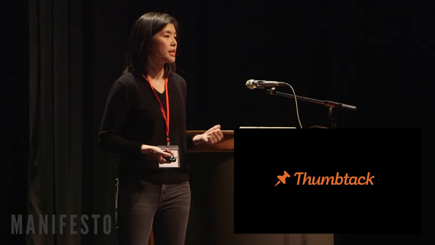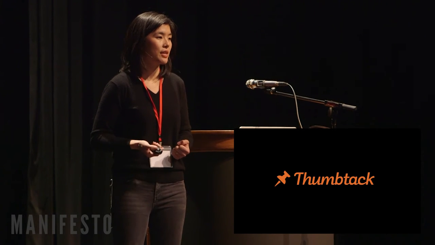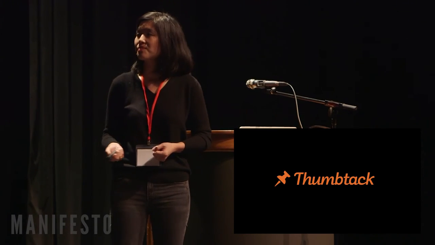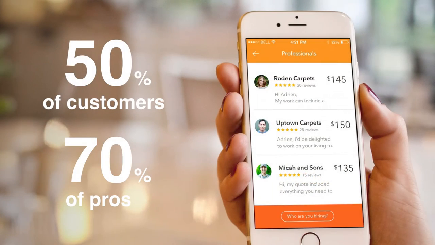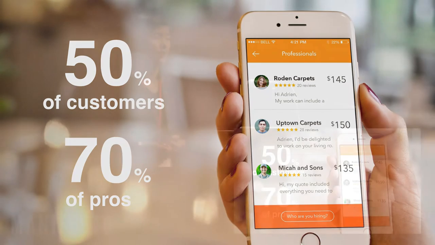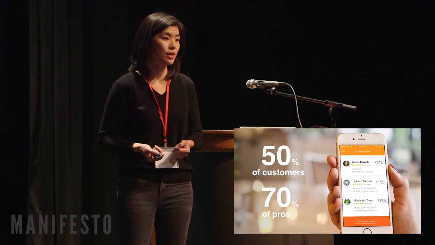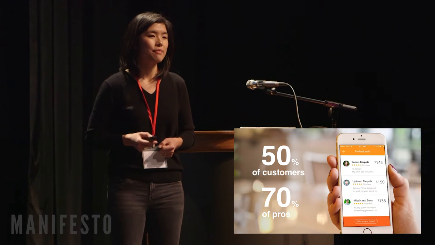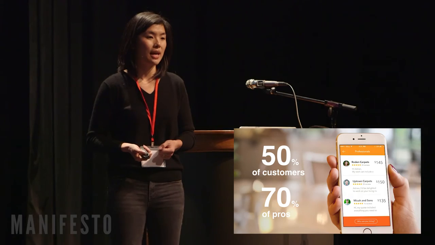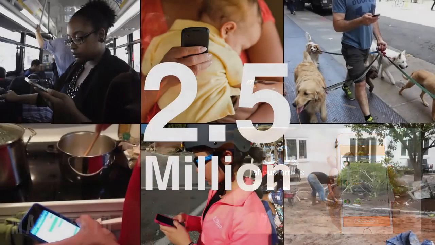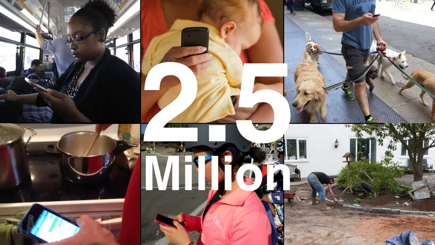Thumbtack helps connect these two people together. We empower customers like Anu to complete their projects, and we help pros like Dan make a living doing what they love to do. And today, most of those connections are happening through a mobile device, with 50% of customers and 70% of pros accessing Thumbtack through their phones, which means that of the over 5 million projects completed on Thumbtack last year alone, over 2.5 million of them happened here.